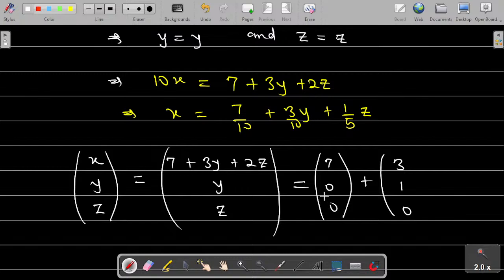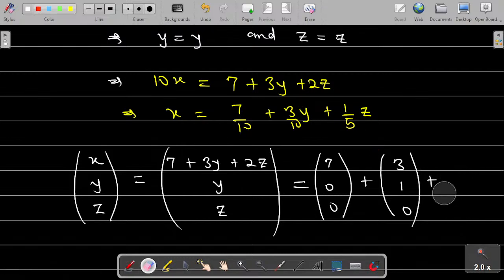Do you know how I got 0, 0 here? Those are the constants in the second row and third row. And then finally, I will have the coefficients of z, which is 2 in the second row, 0, and in the third row 1.